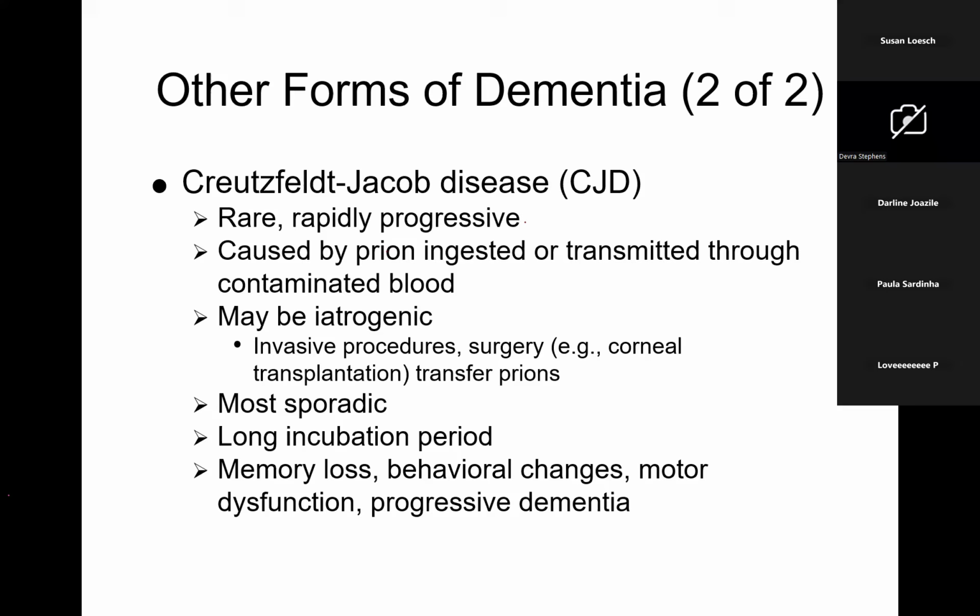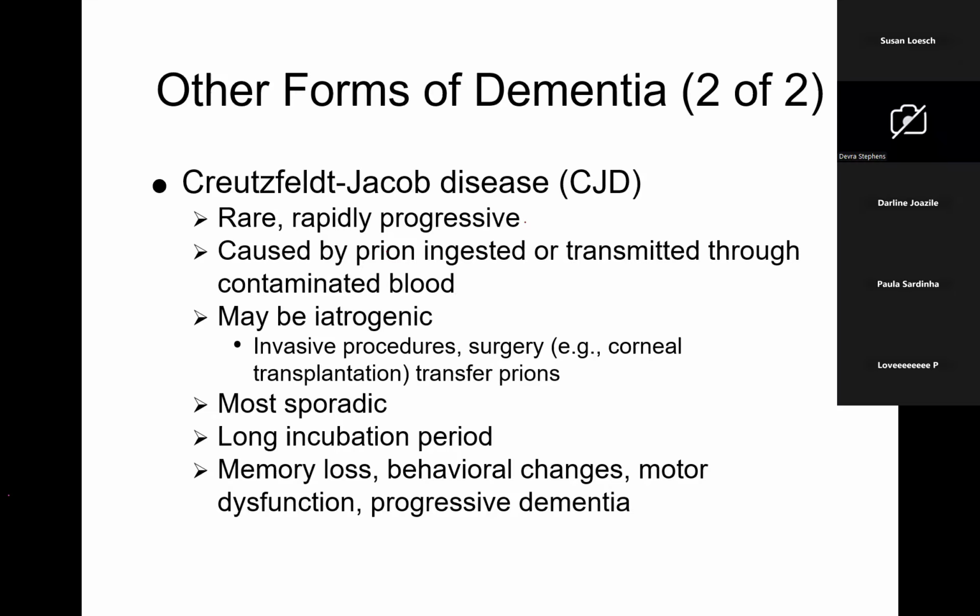All right, so Creutzfeldt-Jakob, remember that comes from that prion. Mad cow disease, okay? Ingested or transmitted. Sometimes they can get this from blood transfusions. It can be iatrogenic, meaning they got it from some procedure we gave them, or it can be sporadic. So it comes from some outside thing, okay?